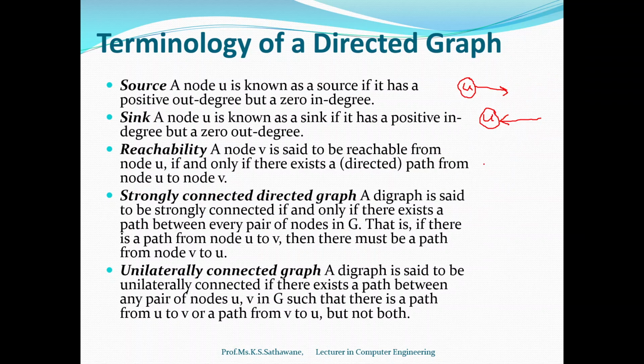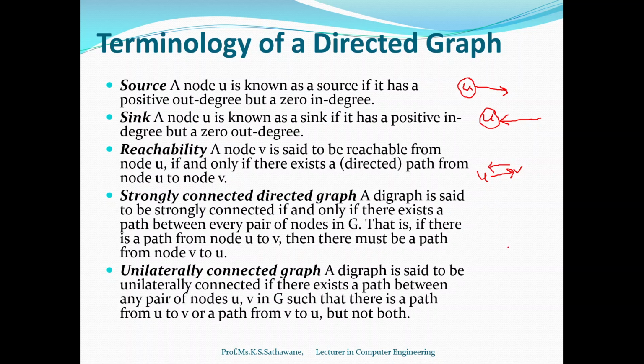So node V is said to be reachable from node U if and only if there exists a path from node U to node V. Now, a digraph or directed graph is said to be strongly connected if and only if there exists a path between every pair of nodes in G.